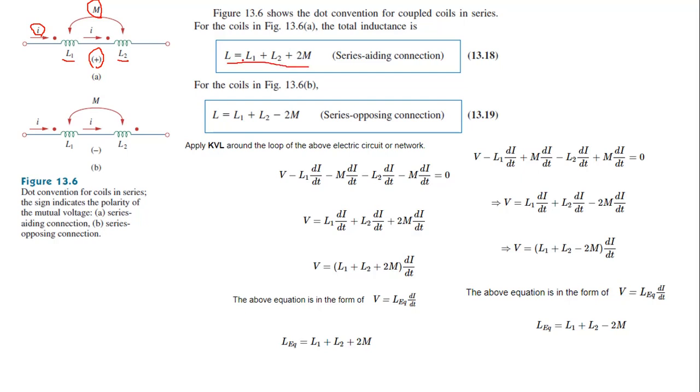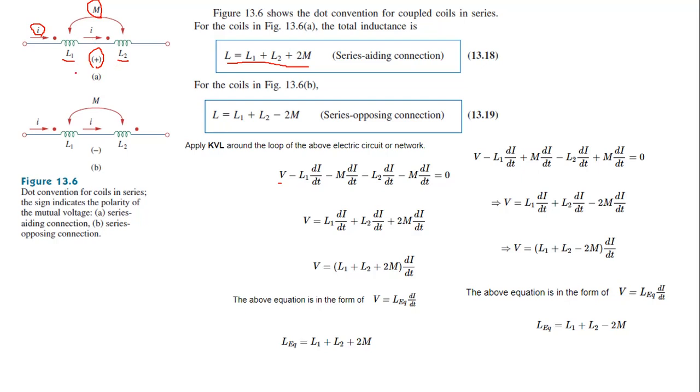L is equal to L1 plus L2 plus 2M. L1 is self-inductance of coil 1, L2 is self-inductance of coil 2, and M is the mutual inductance between two coils. So for series aiding connection, this is the equivalent inductance. So let us see how this is derived. Apply KVL around the loop of the above electrical network. Assume that between these a voltage source is connected and the voltage is V.